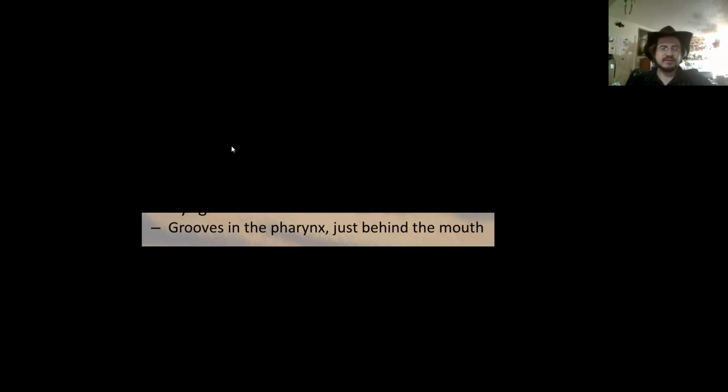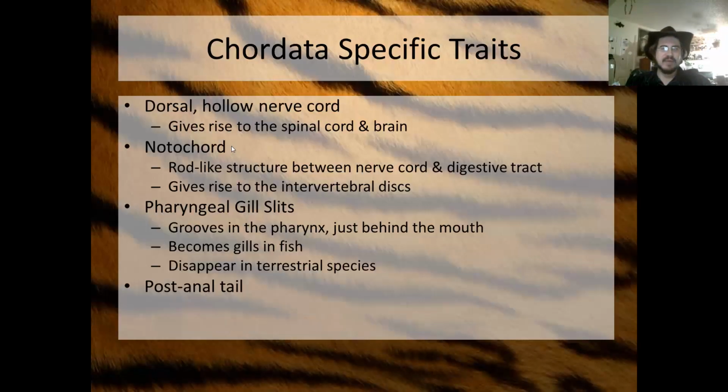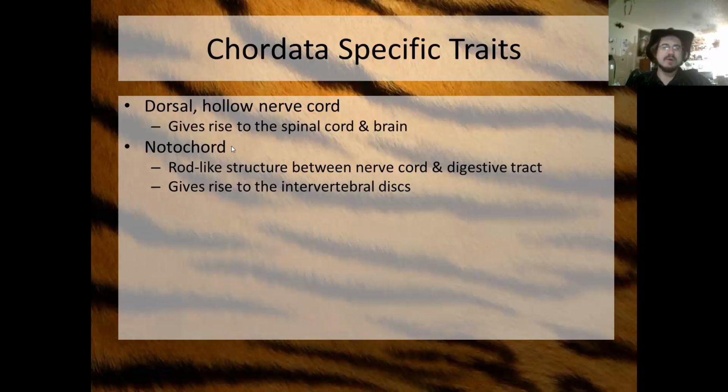I have to go back now. All right, so that's the notochord. Then we have the pharyngeal gill slits. All chordates at some point during their life cycle have gill slits.